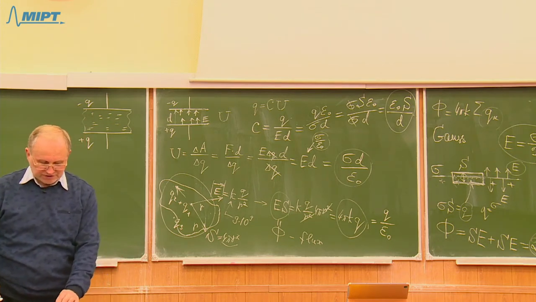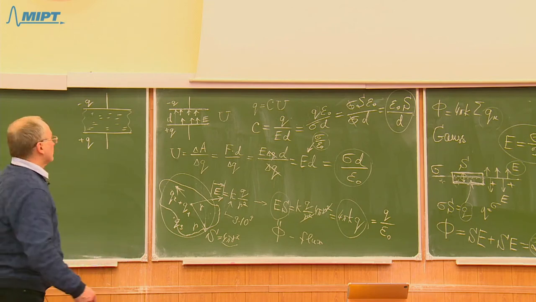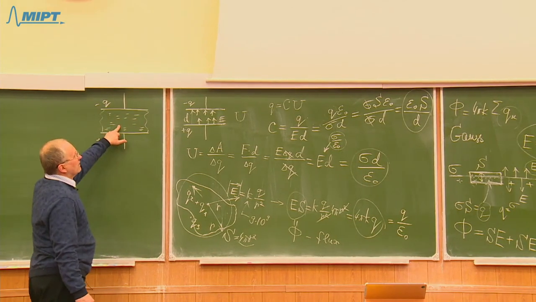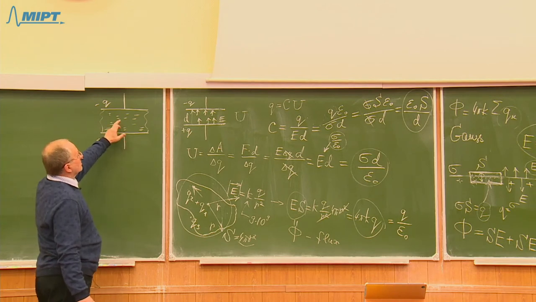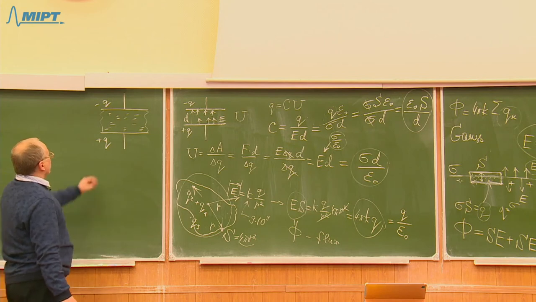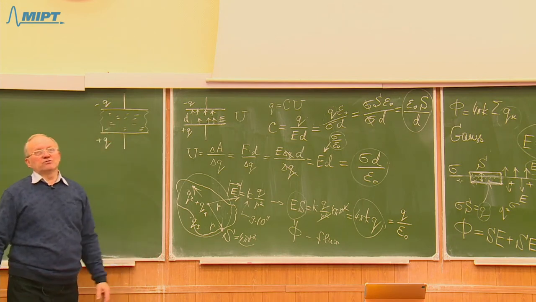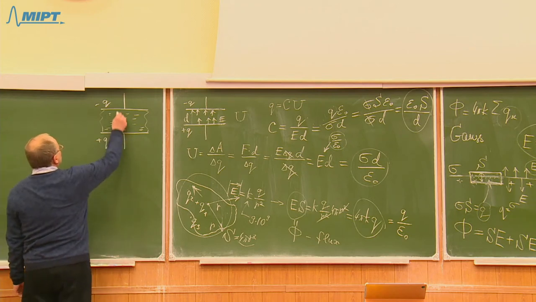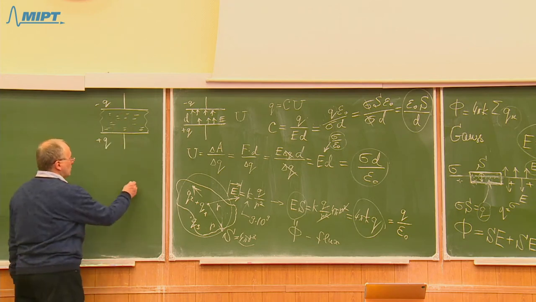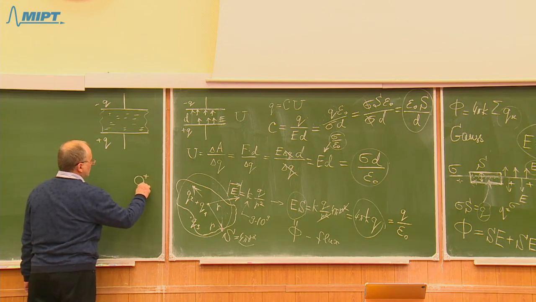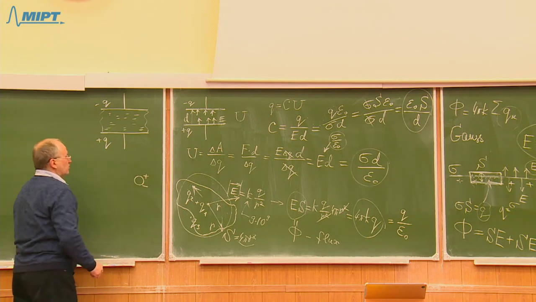People usually use dielectrics inside capacitors. So what happens? Why does it help increase the capacitance? Well, in a dielectric, molecules are neutral. But in the external electric field, each molecule is polarized.